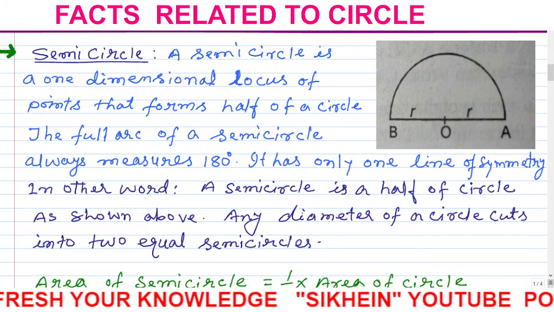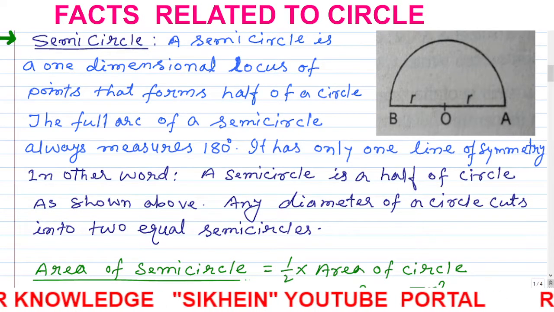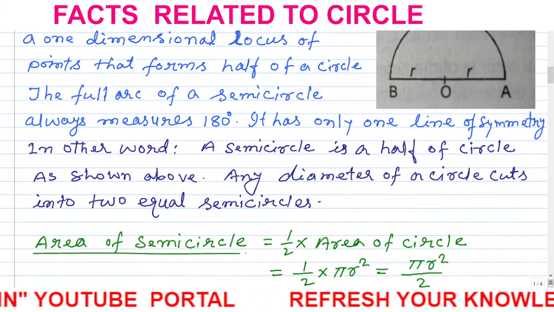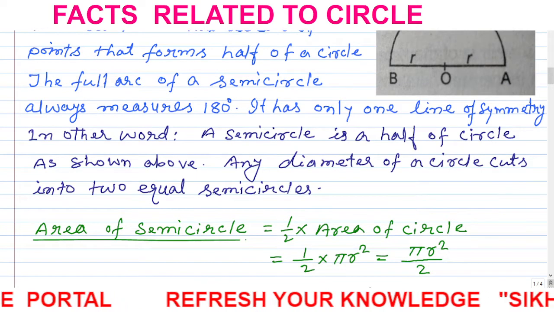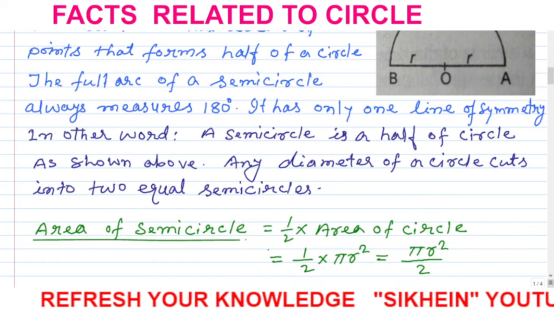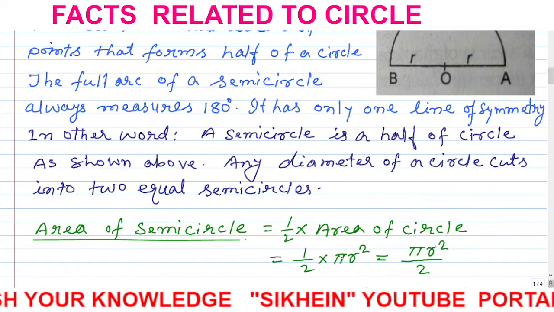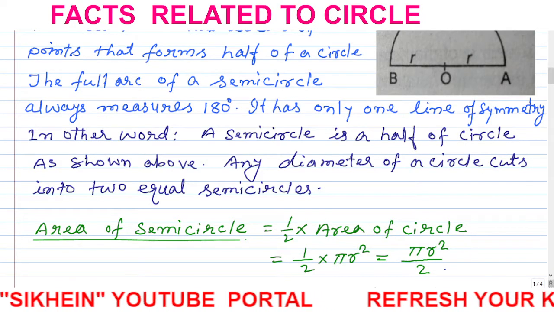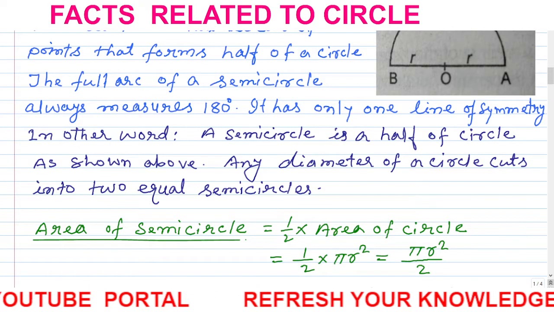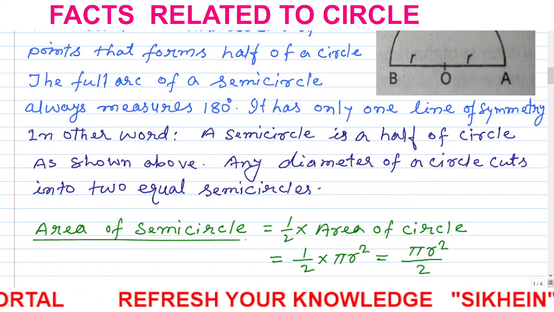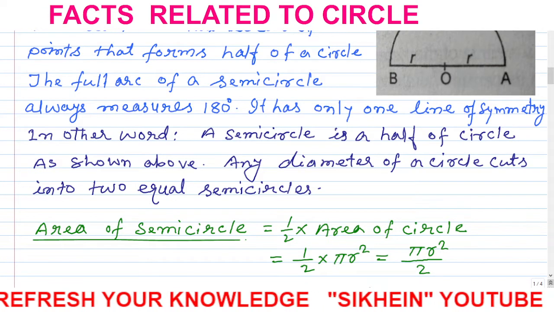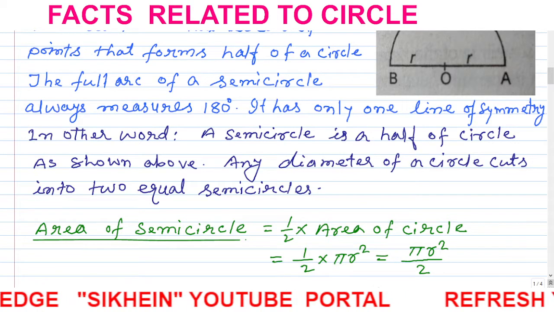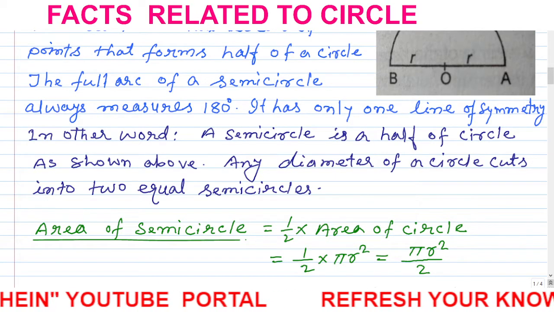Area of semicircle, you know very well, you are familiar with that. Half of the area of a circle. We can also write it as area of semicircle equals half into pi r square. It can be written as pi r square by 2. This relation is very important and plays a role in our life during study, mathematics, physics, whatever that.